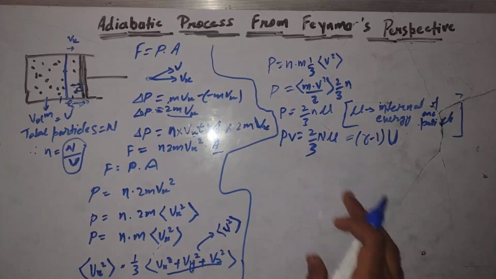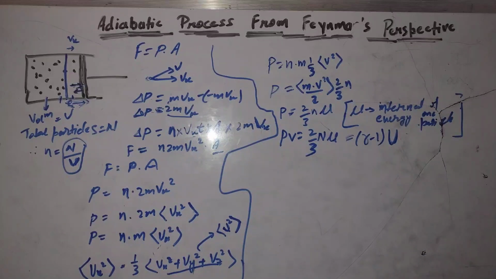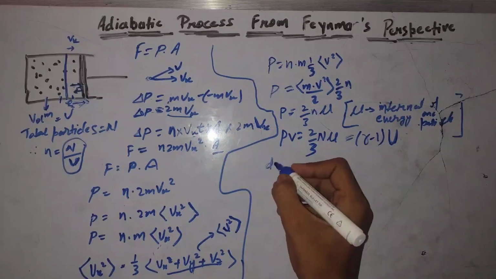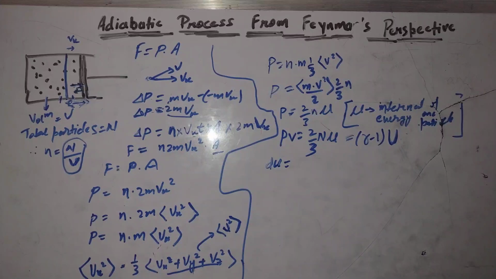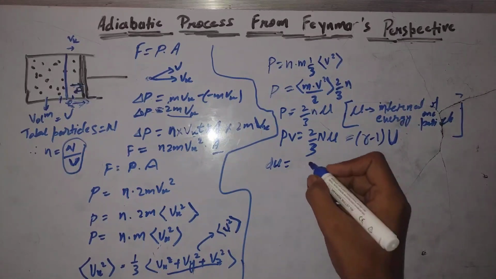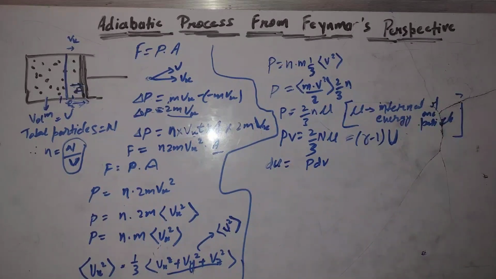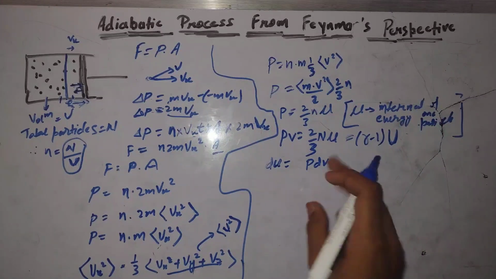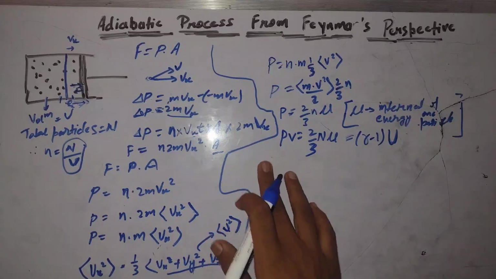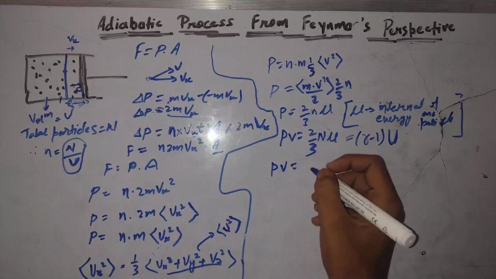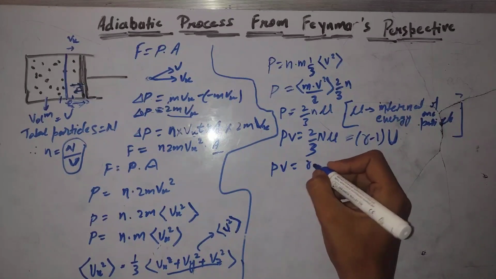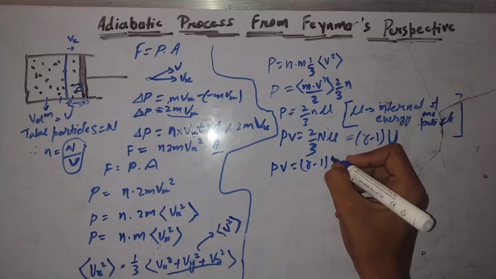So we can see, and we know that in adiabatic compression, all the energy goes into internal energy. So from that we can write an equation that dU would be PdV, that is work done. Let me think again. Finally we got the equation that PV equals (gamma minus 1) into U.